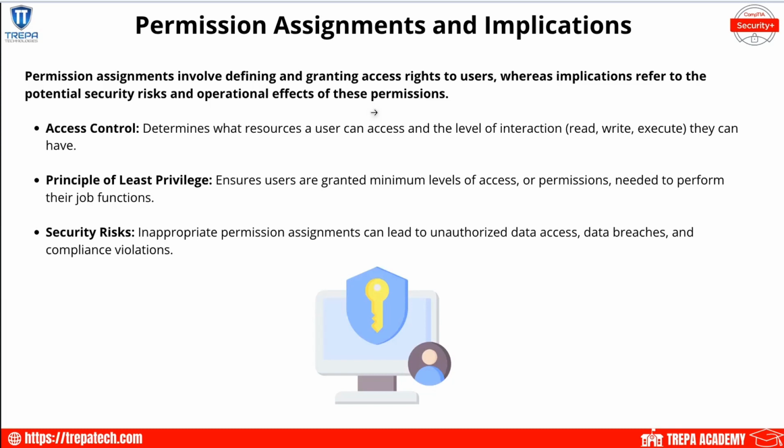So during permission assignments, we've got to go over our access control. Our RBAC, what should they have access to? Do we have mandatory access control? We also want to look at our principle of least privilege. We have to ensure that users are granted minimum levels of access, one of our main principles in Zero Trust as well. And we have to look at the security risk. If we do assign permissions inappropriately, those are the implications, right? If we don't assign permissions appropriately, enforcing least privilege, what could happen?